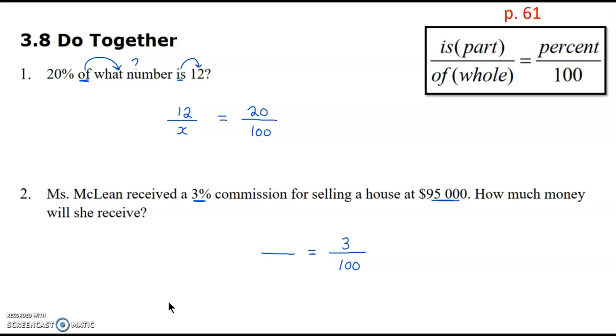She's selling a house for $95,000. So you have to ask yourself, is that the part or is that the whole price? And this is the whole. The $95,000 is the cost of the house. So she's definitely not going to be making $95,000. She's going to be making 3%. So that's going to match with our part. What part of the $95,000 is she going to make? And so now we have the proportion set up, and now you can solve for x.